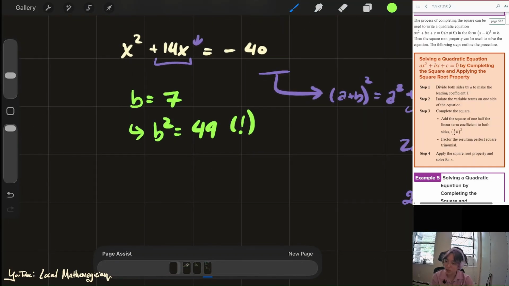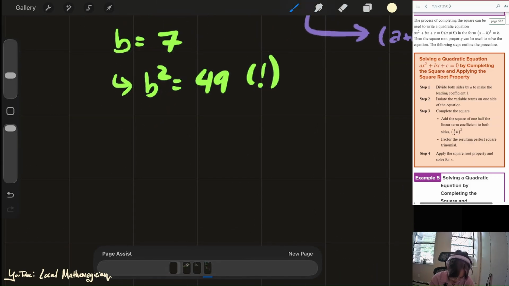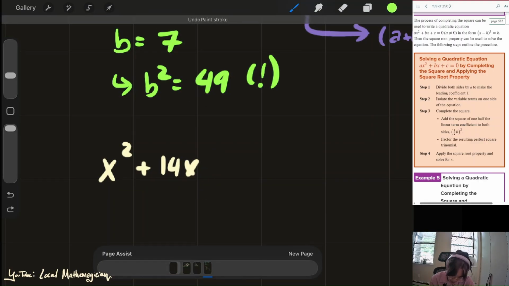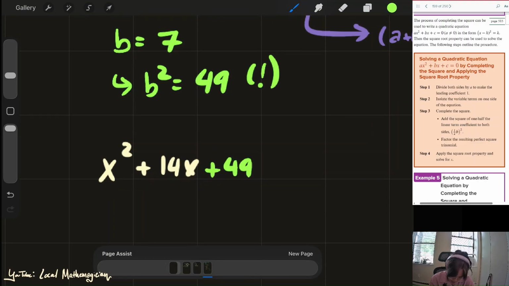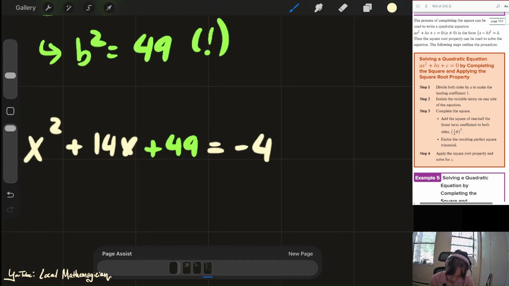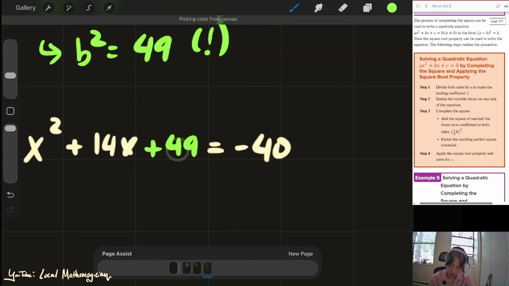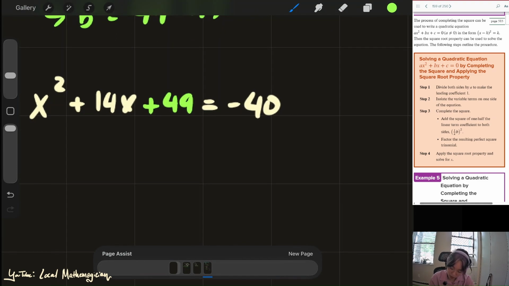Okay, if this is true, then you know that you can write this equation as x squared plus 14x plus this 49 is equal to negative 40. And remember, whatever you do on one side, you must do to the other to keep your equation balanced, right? So you're going to add 49 on the other side as well, just like that, okay?